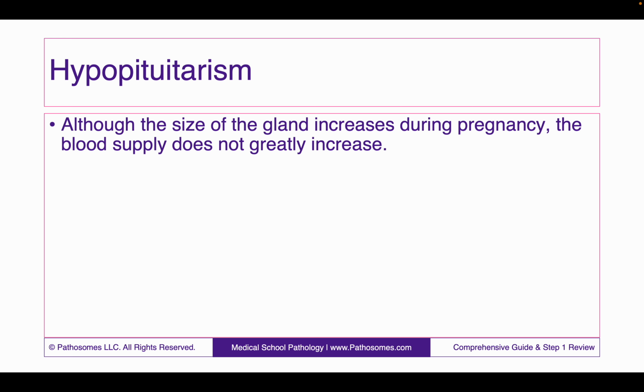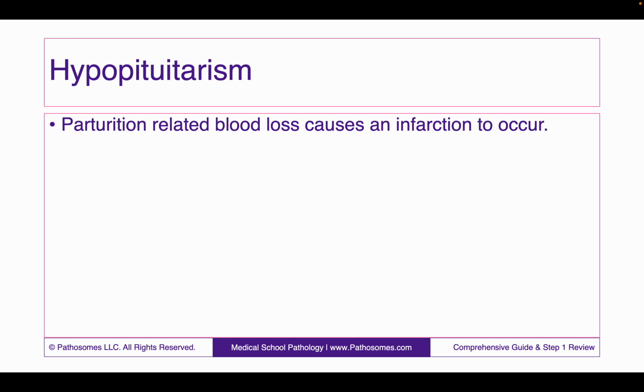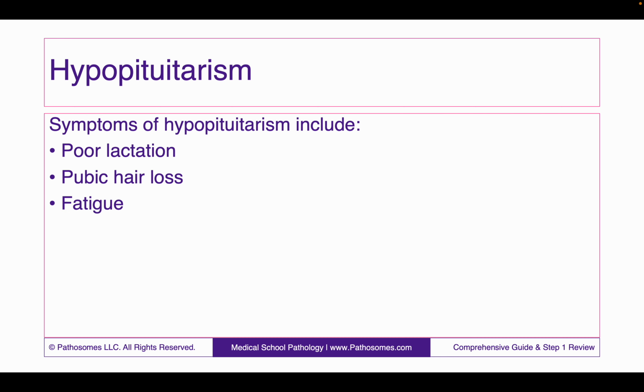Although the size of the gland increases during pregnancy, the blood supply does not greatly increase. Parturition-related blood loss causes an infarction to occur, right? If there's no blood support, lack of oxygen, infarction. Symptoms of hypopituitarism include poor lactation, pubic hair loss, and fatigue.